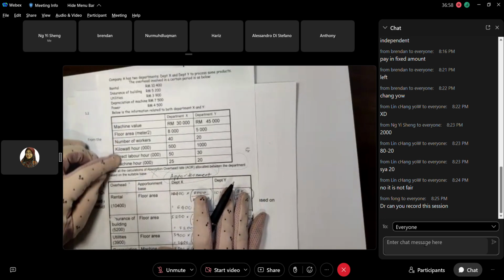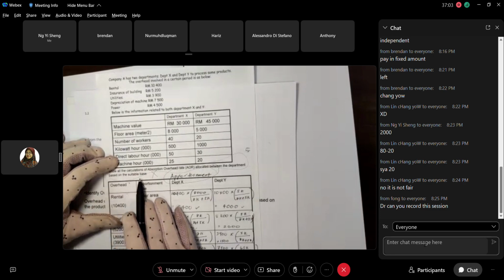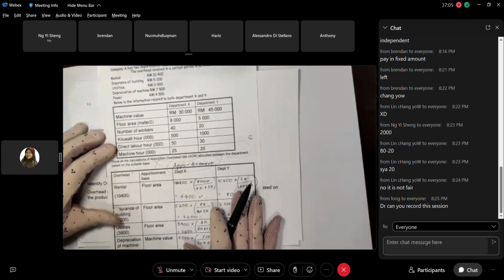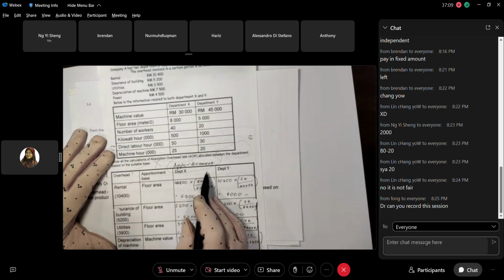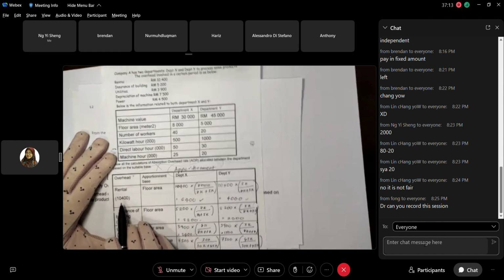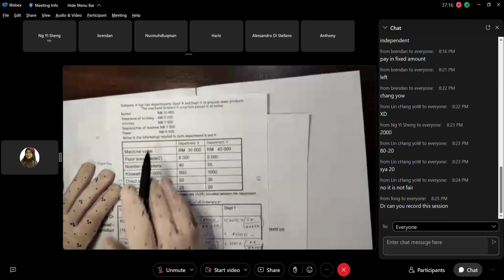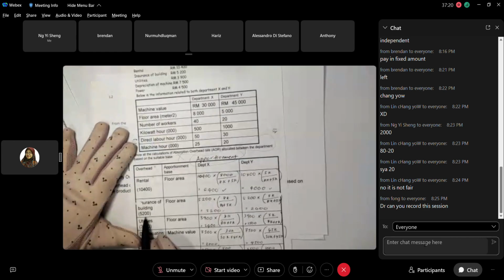Okay, this is the same question as before. Show the calculation of overhead allocated between the departments based on the suitable base. So how to calculate the apportionment? For the rental, you know that the amount is 10,400, and then insurance is 5,200.